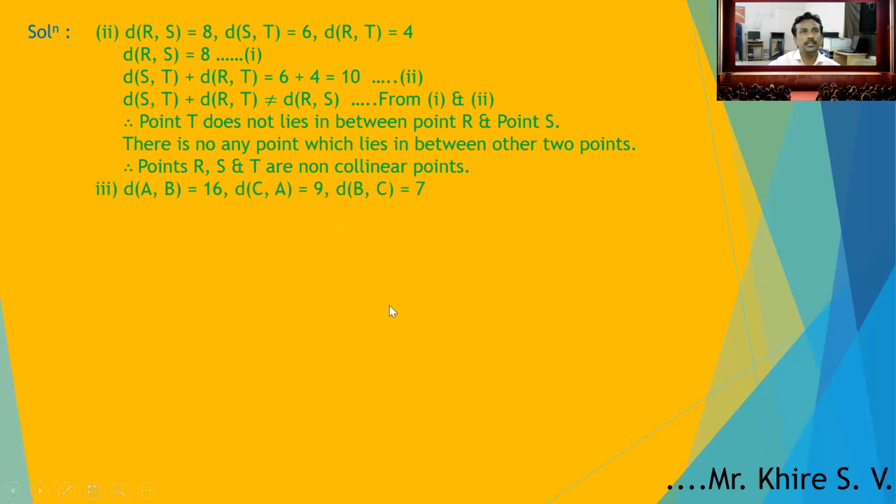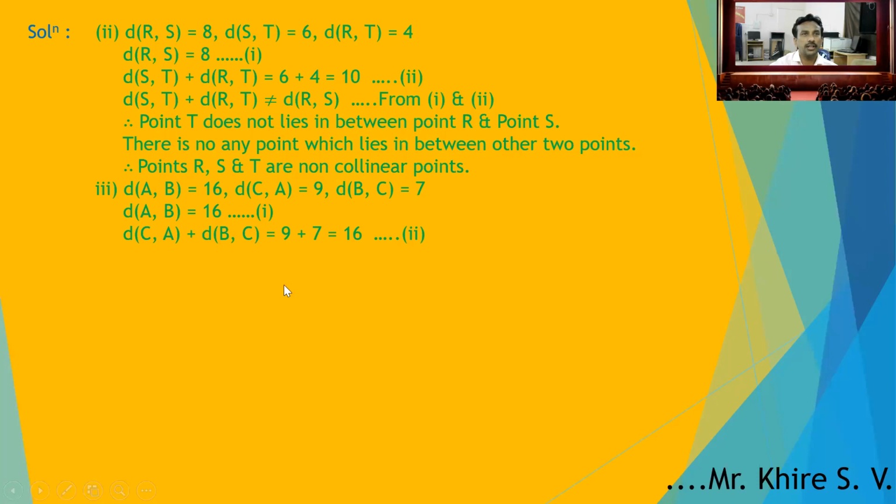Similarly, third example, distance AB is equal to 16, distance CA is equal to 9, distance BC is equal to 7. Now the biggest distance out of these three is 16. Therefore distance AB is equal to 16 is the first equation. Now the sum of the other two, distance CA plus distance BC, is equal to 9 plus 7, that is equal to 16. Now 16 is equal to 16, means LHS is equal to RHS.